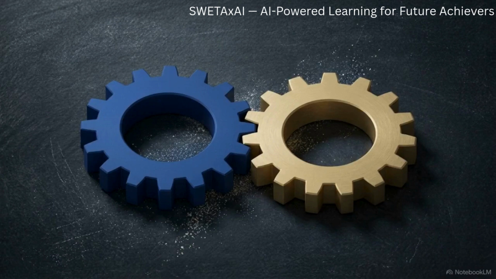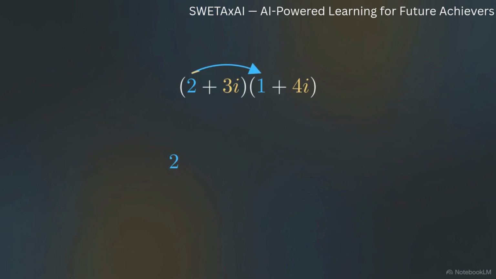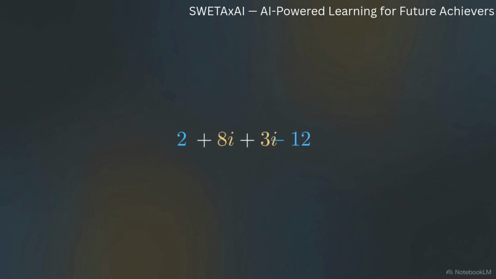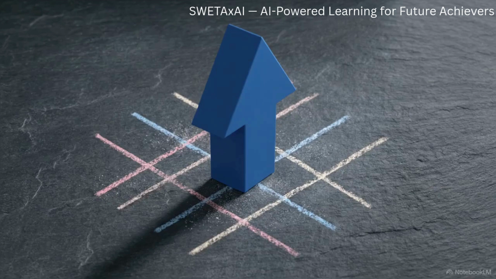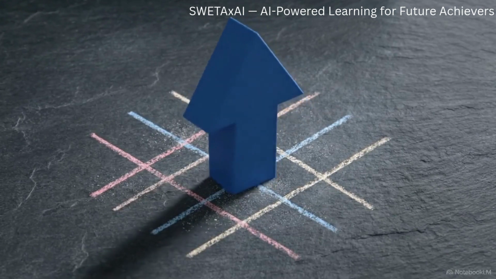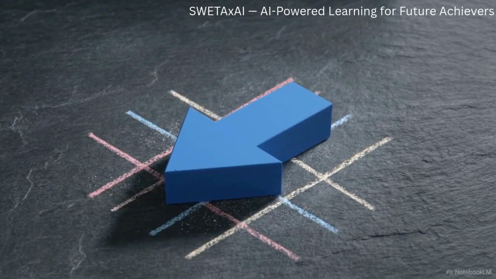Multiplication follows standard expansion rules, but with a specific mechanism that shifts the values between dimensions. Multiplying 2 plus 3i by 1 plus 4i yields 2 plus 8i plus 3i plus 12i squared. Here we replace i squared with -1, transforming it into -12. Consolidating terms gives a final result of -10 plus 11i. By squaring the imaginary unit, multiplication shifts values from the imaginary dimension back into the real dimension.